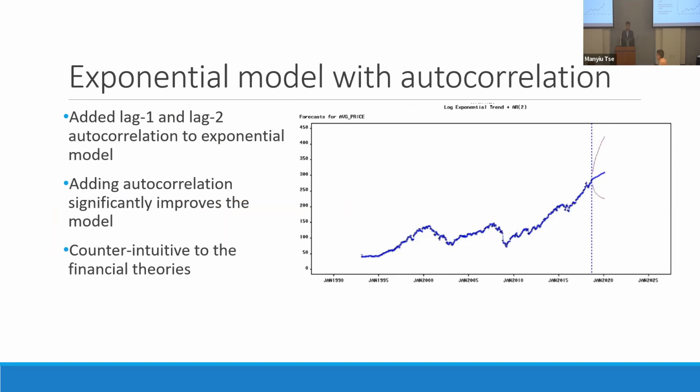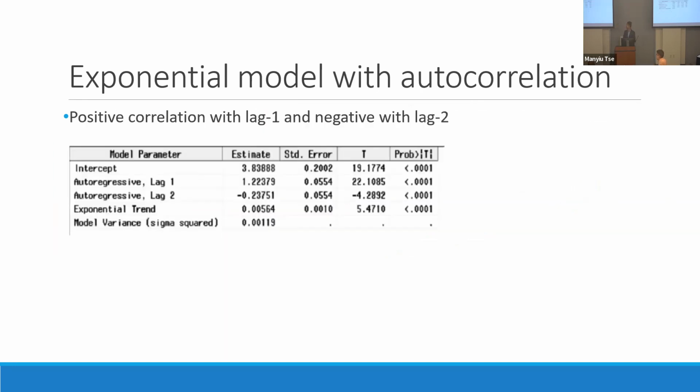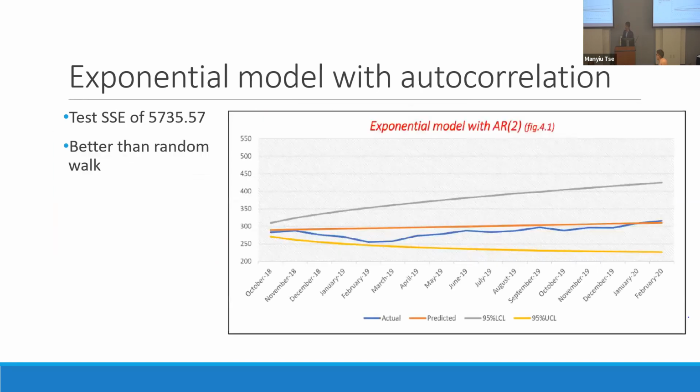So let's see how this did during the test period. As you can see, the blue line and the orange line are kind of closer to each other. We got a test SSE of 5,735, which is better than both the Holt's linear model as well as the log normal model. And let's also see the parameter estimates.